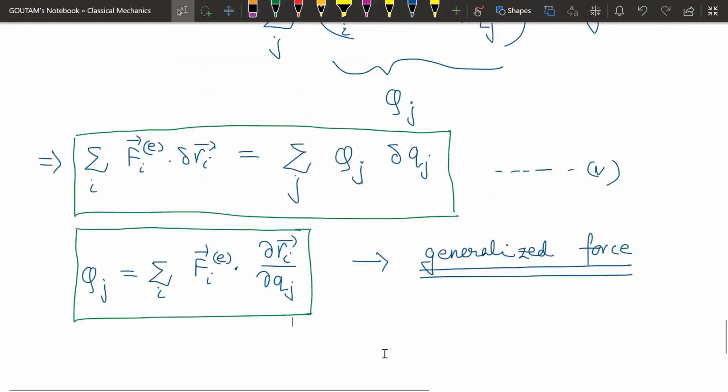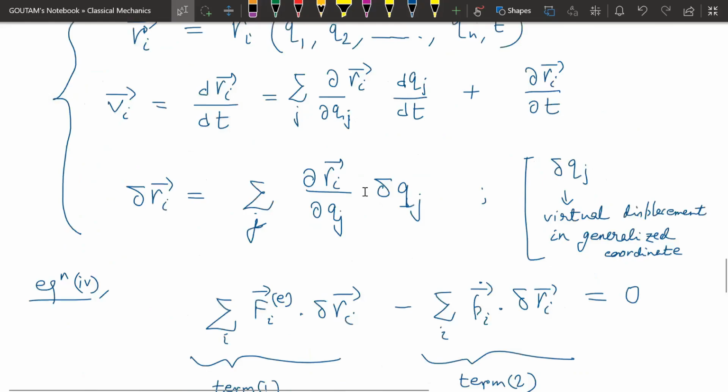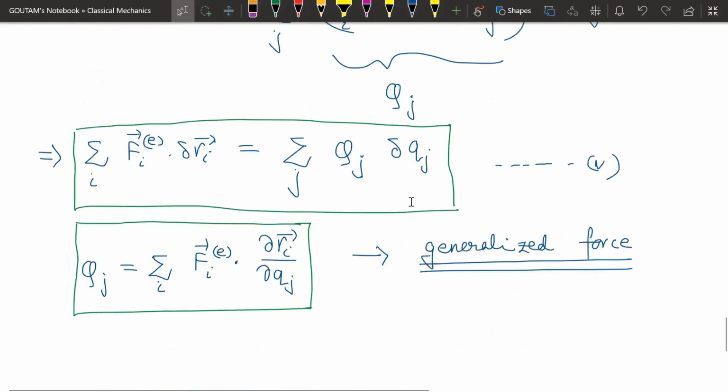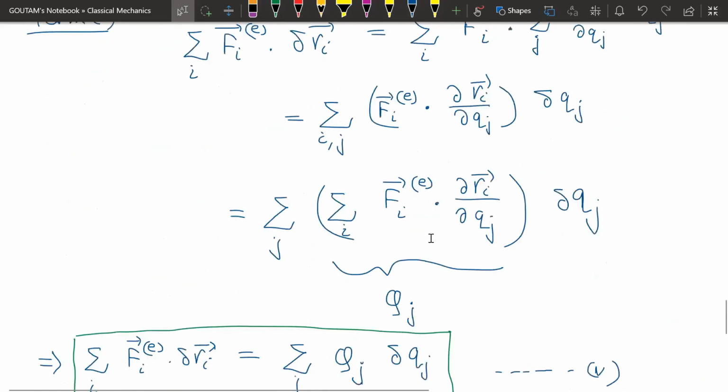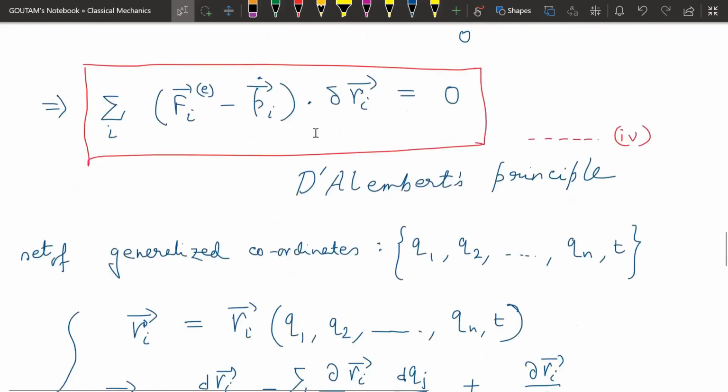So D'Alembert's principle, this equation, these relations, equation 5, and this expression of Qj will be used in the next class, where we will derive Lagrange's equation of motion from D'Alembert's principle. Okay. Bye.